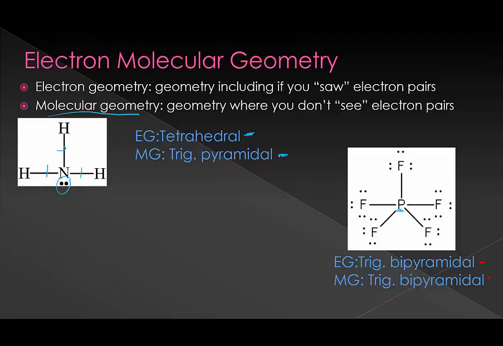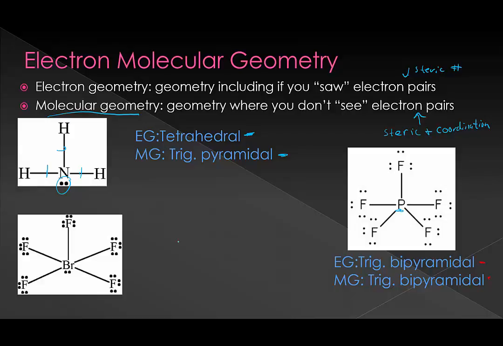Your electron geometry is always going to be based on steric number, while your molecular geometry will have to be based on steric and coordination. And we'll see how this works exactly next time. So one more, for instance, our bromine pentafluoride, it's the same situation where because we have a lone pair here, they aren't going to be the same. We would name our electron geometry based on the fact that we have a steric number of 6, and we'll see next time that that's called octahedral.